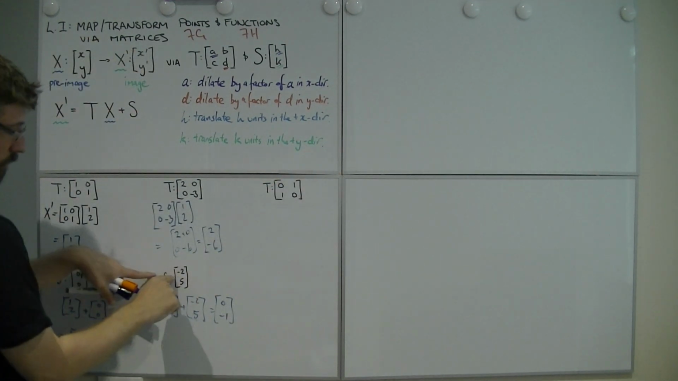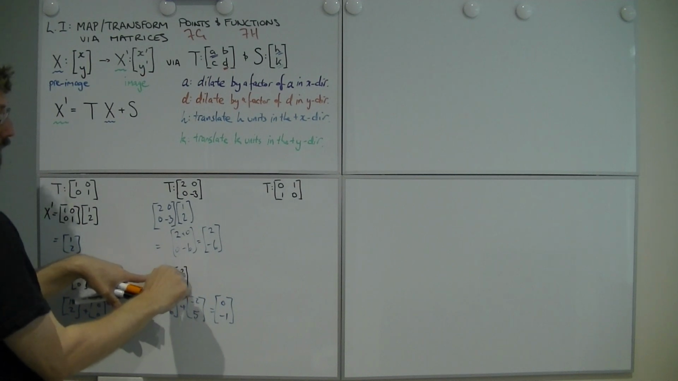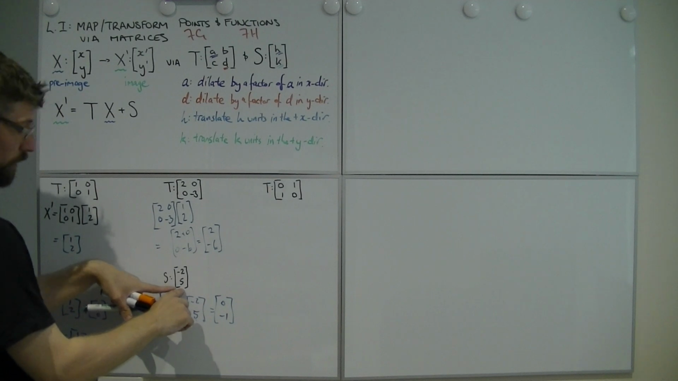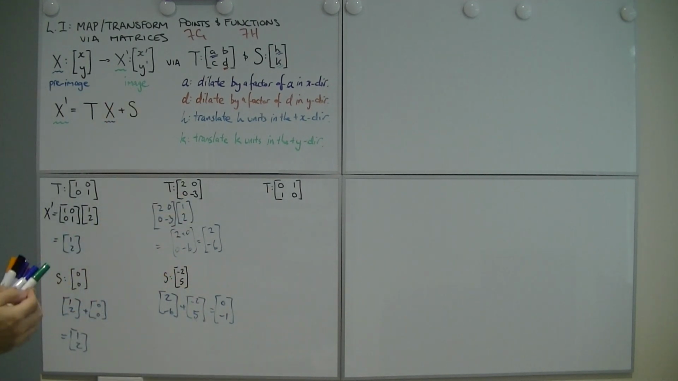So what letter have we got? H. If h is negative, then we're going left. If h is positive, we go right. If k is positive, we go up. If k is negative, we go down. Beautiful. Done. Yes, great. So that's nice and straightforward.